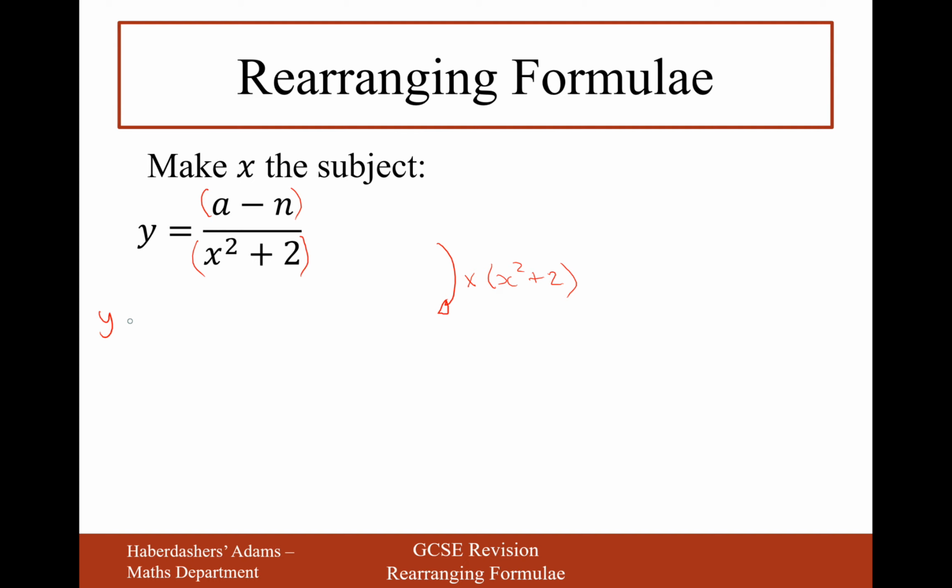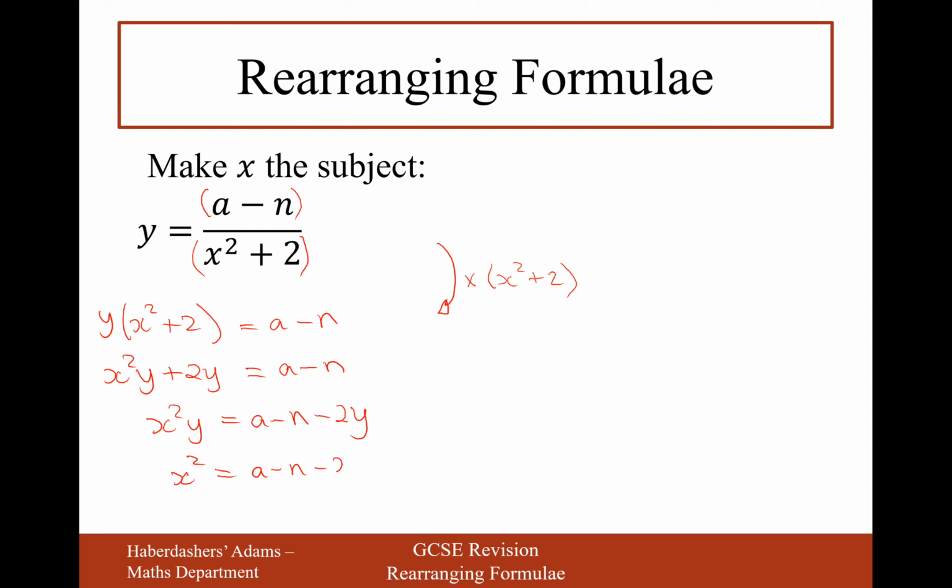So it's going to be y times by x squared plus 2 equals a minus n. And you can see what needs to be done on the left hand side here. We need to now expand the brackets. So x squared y plus 2y equals a minus n. We're making x the subject here, so we'll take away this 2y. A minus n minus 2y. Then we'll divide by the y. Divide by y, and then the final thing to do, let's move up to this position here.